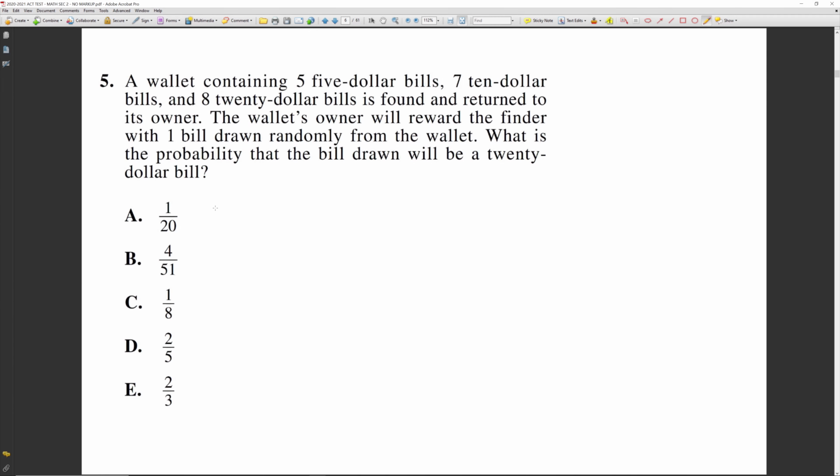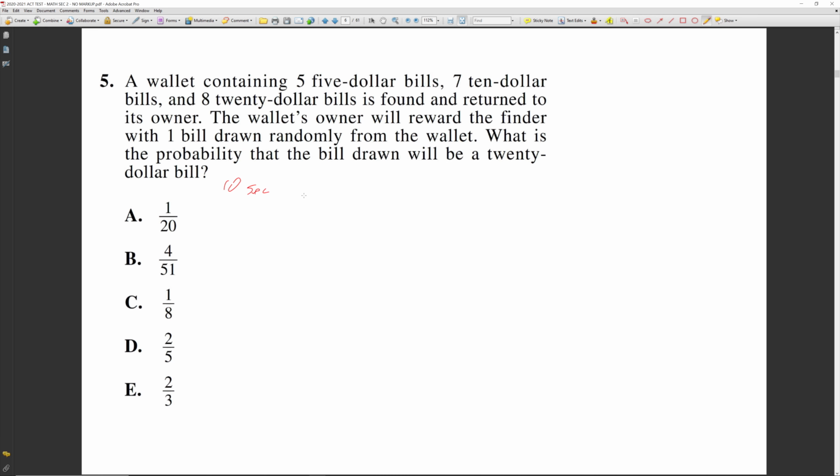Number 5. What is the probability that the bill drawn will be a $20 bill? Okay, let's keep that in mind. A wallet containing 5 $5 bills, 7 $10 bills, and 8 $20 bills is found and returned to its owner. The wallet's owner will reward the finder with 1 bill drawn randomly from the wallet. What is the probability that the bill drawn will be a $20 bill? So this is really a 10-second problem.